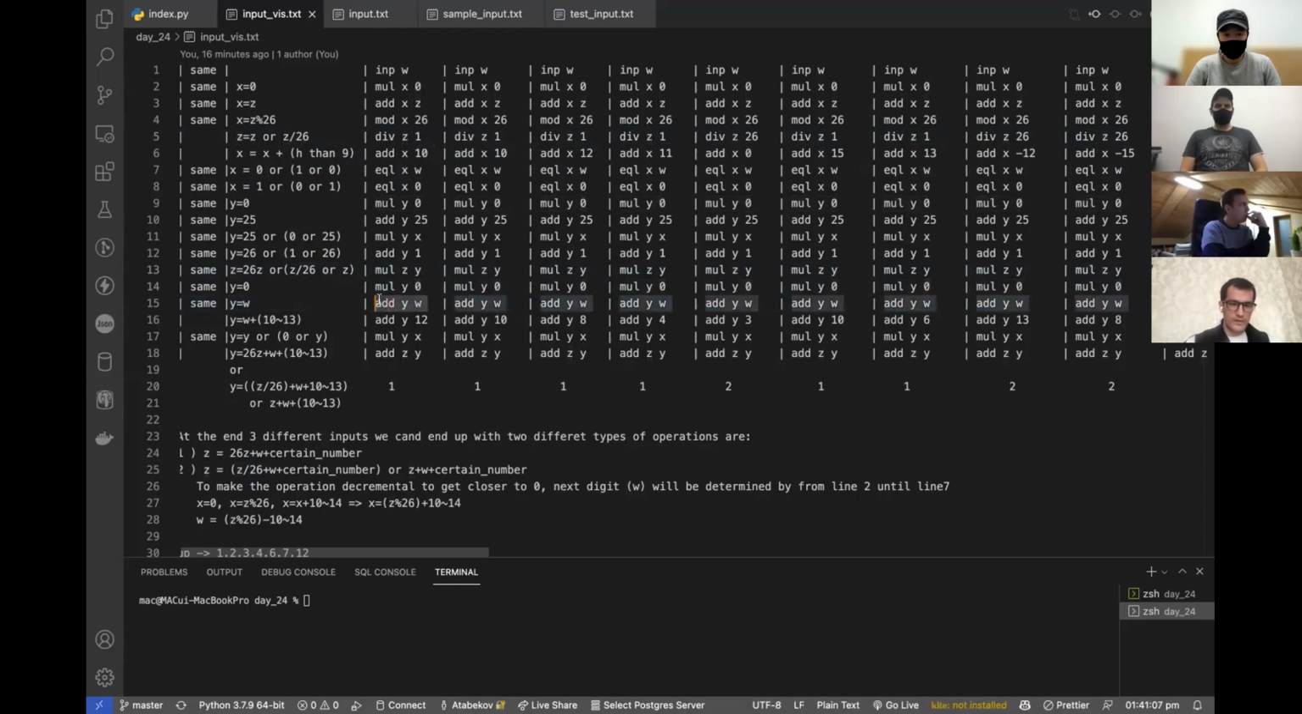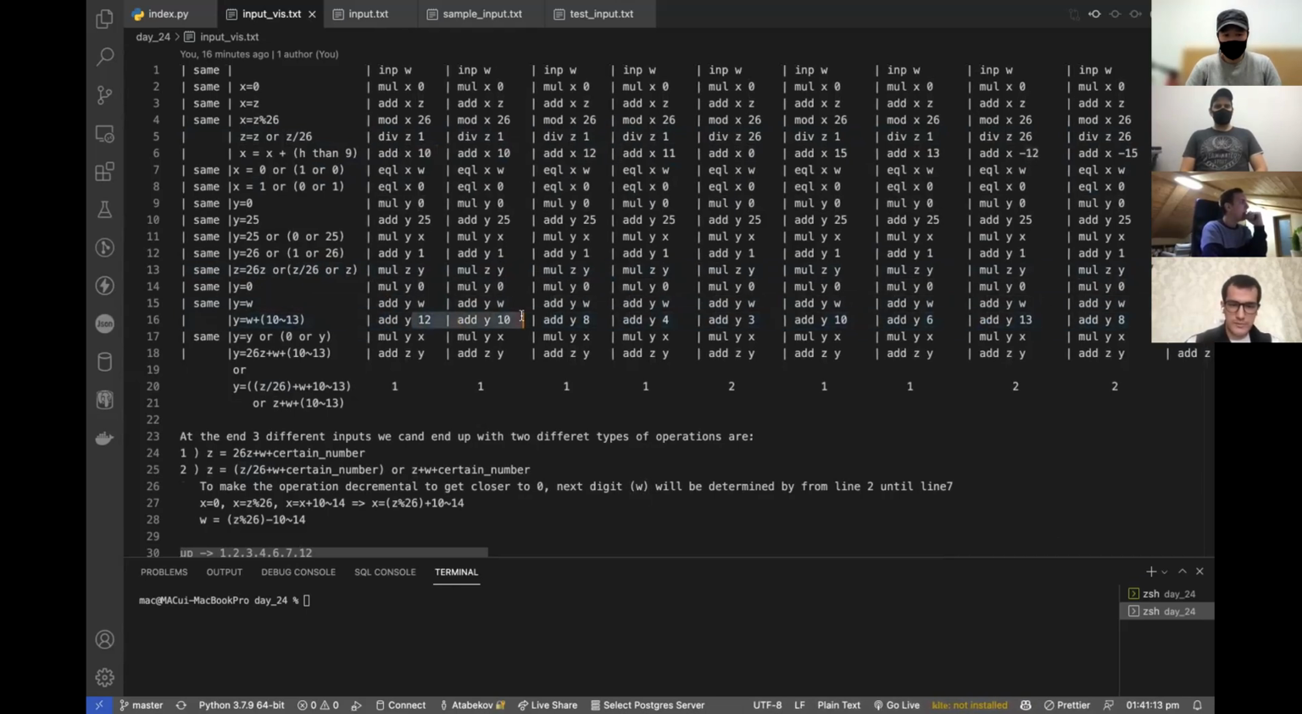So from 0, we set it to our input, and we add a number to it, like 12. In here also it's different. In some of them it's 10, 12, whatever, different digits. So we have a certain range of numbers that will increment our y, and then we'll multiply y by x, and at the end we'll add y to z. So at the end of all the operations, we have 3 types of output we can end up with.